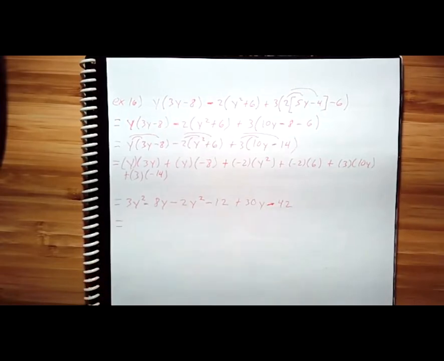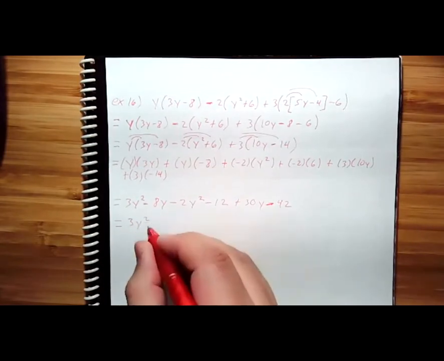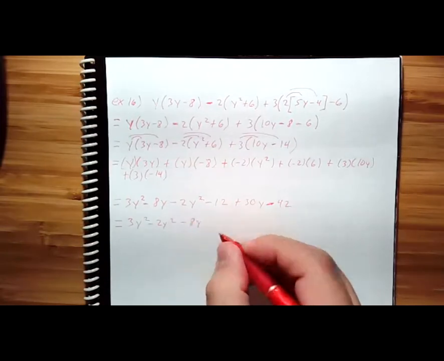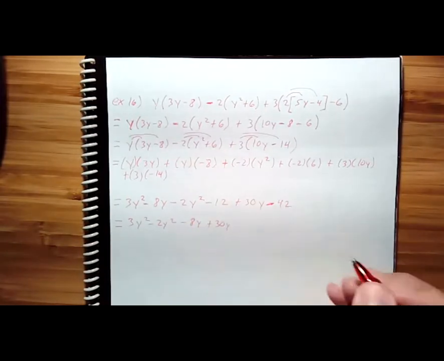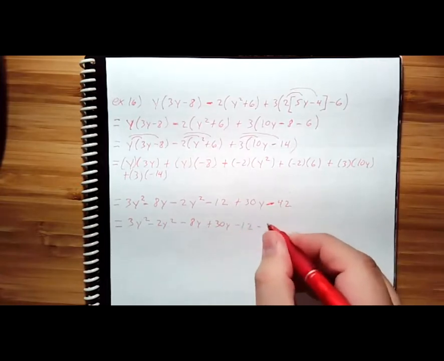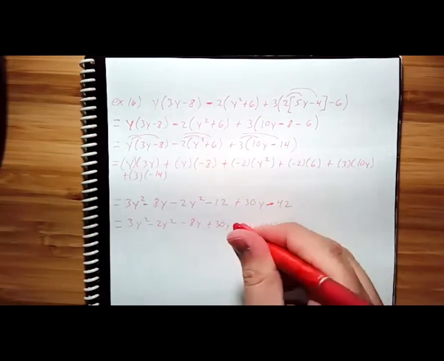So let's put everything that is the same, has the same type of exponent, same type of variable, just next to each other. And then we'll combine like terms if we have any. So I see a y squared and a y squared. I see a y and another y. And I see two constants, the 12 and the 42.